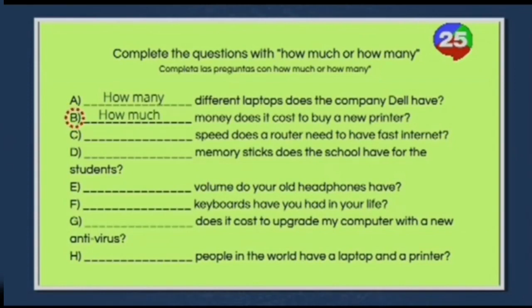Exactly. It's how much. Letter C. How much? How much speed does a router need to have fast internet?